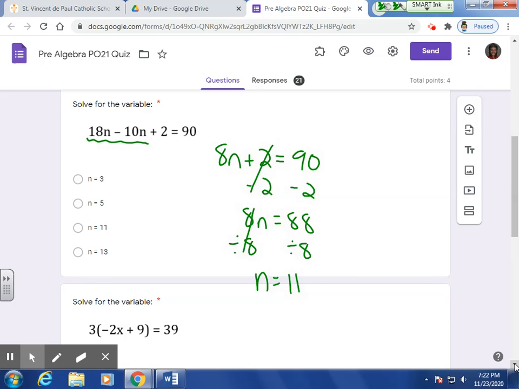We plug that in. 18 times 11 minus 10 times 11 plus 2. Well, 18 times 11 is 198, I think, minus 10 times 11, which is 110, plus 2. Well, 198 minus 110 is 88, and 88 plus 2 does indeed equal 90. We are correct. Life is good. N equals 11. Okay. Next one.